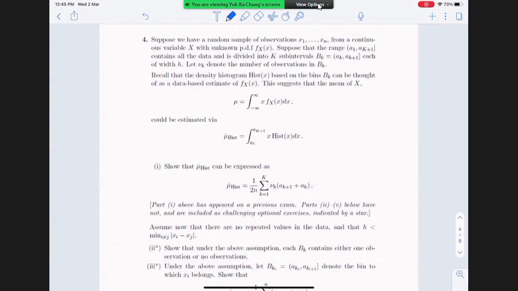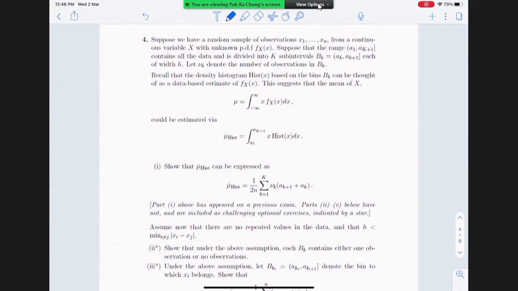Now the question states that if you are given a probability density function, the population mean, by definition, is equal to the integral of x multiplied by the PDF, integrating over the whole data range. This is how we determine the population mean when you are given a probability density function. Now the question says that we can actually use the histogram to estimate the probability density function. So if we replace the f by the histogram, then we will obtain an estimated population mean.